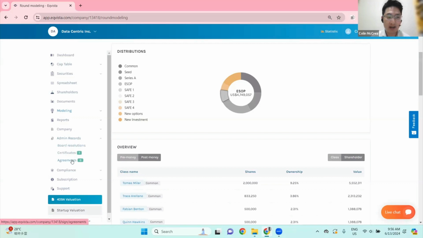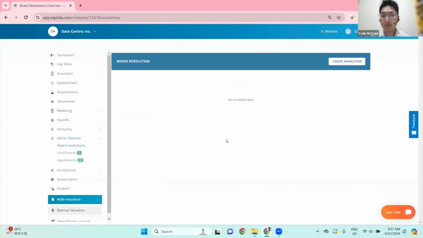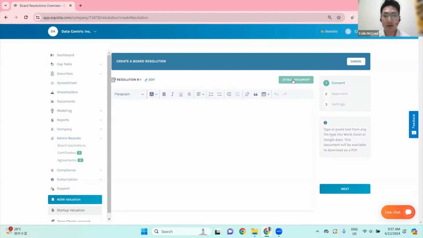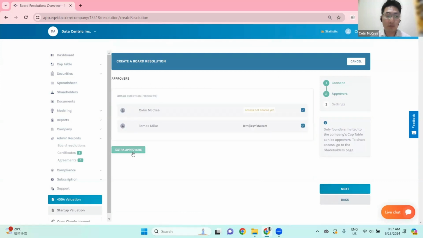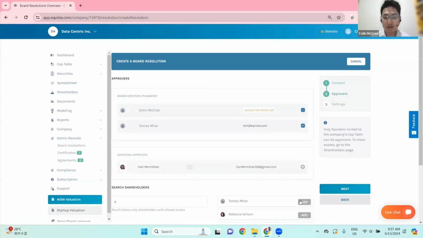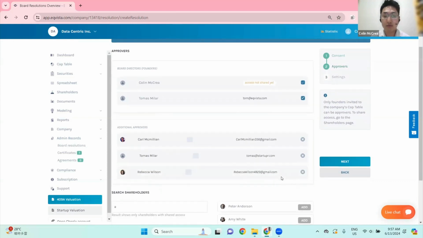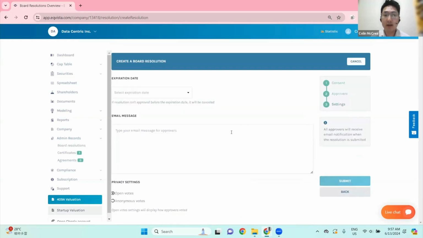We also have admin records on the side. So we have board resolutions. For example, if you want to issue stock and you want to create a board resolution, you can create a resolution. You can attach a document or put in some words here and then send it out to the people on the platform. If you have extra approvers, you can invite however many people you have on your board to vote on the board resolution in the platform. And then you can send an email. You can even set up an expiration date, write the email here, and have open voting or anonymous voting. So you can do it in the platform and send it out. It might be easier than drafting it and then sending a bunch of emails to people.